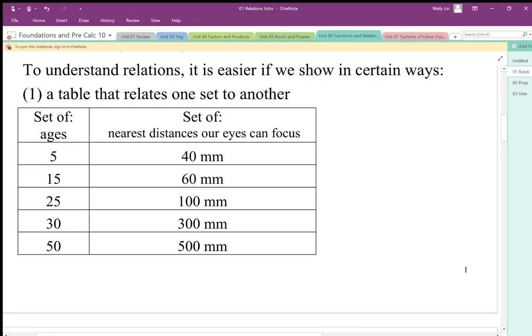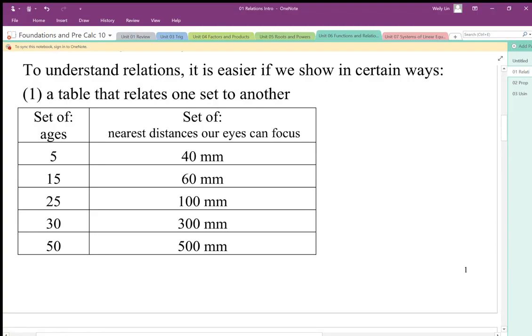At 25, your eyesight's still pretty good, and you're able to focus on things that are 100 millimeters from your eyes. So that's still really close to your face, so you can read a book super close to your face. At 30, things start to change. At 30, if you hold something too close to your eyes you will not be able to focus, because what's happening is your lenses are starting to harden. And at 50, wow, you cannot see anything too close. You have to hold everything far away.